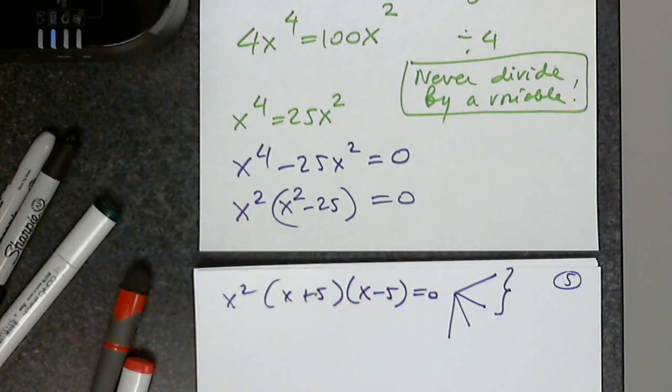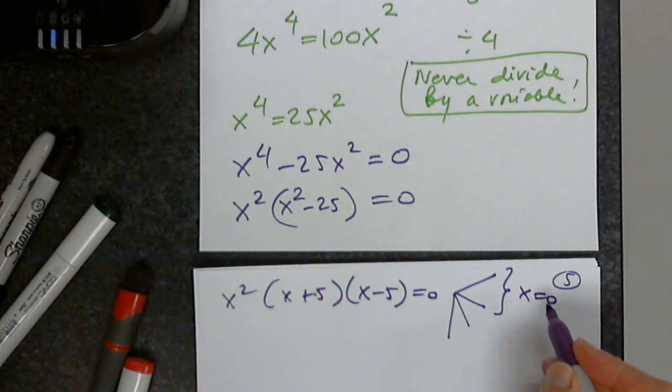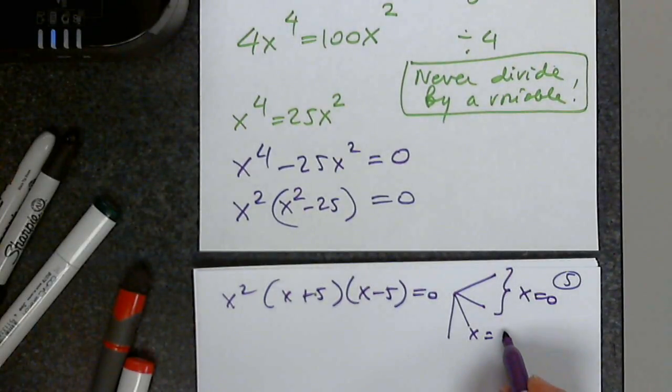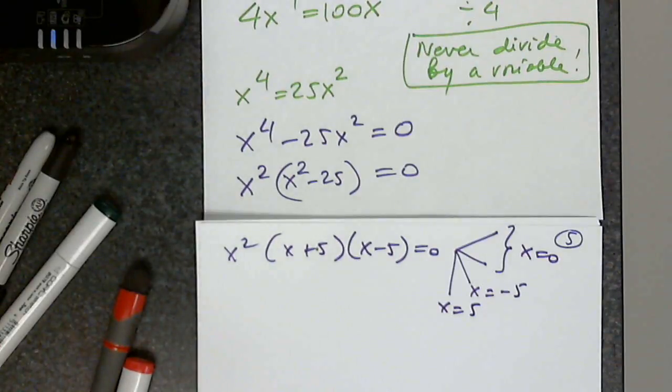x equals 0. Yes. x equals negative 5, and x equals 5. Do we understand this? Any questions? Is this okay? Okay. We have 3 more here.